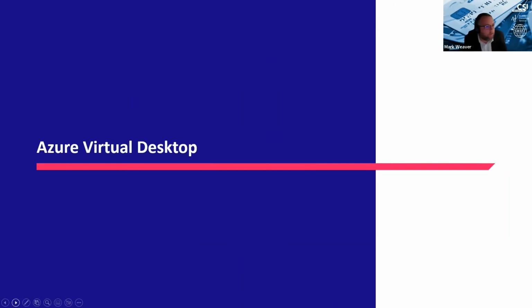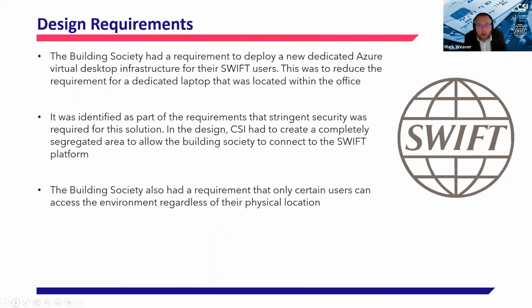Brilliant. Thank you, Jeff. Thank you for that. Cool. If we can go to the next slide, please. Okay. I'm just going to briefly talk about the requirements and the solution that we did for the Building Society for their Swift audit. The Building Society had a requirement to deploy a new machine. The old Swift laptop had been around for a fair while. It was due for retirement, and they were looking at alternative measures. So they approached ourselves. We took a look at the requirements that they had and surmised that we could potentially deploy this in a virtual environment.